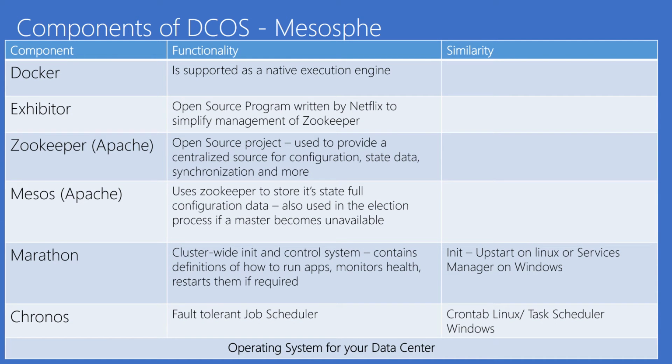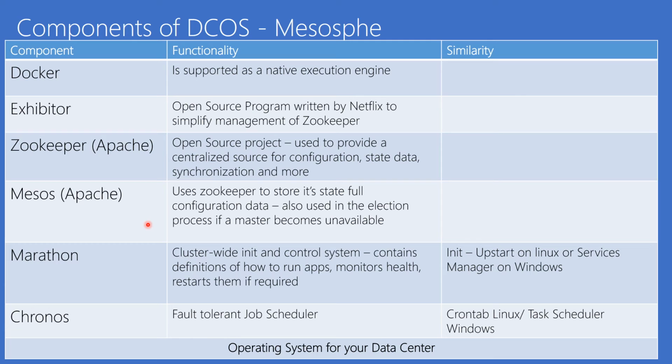Effectively, these are the main components of DCOS. Have Docker, which is the supported native execution engine. Exhibitor is an open source program written by Netflix to simplify the management of another program called Zookeeper. Zookeeper, an open source project too, is used to provide a centralized source for configuration, state data, synchronization, and other options. Mesos, again, from the Apache, uses Zookeeper to store its stateful configuration data, also used in the election process if a master becomes unavailable.